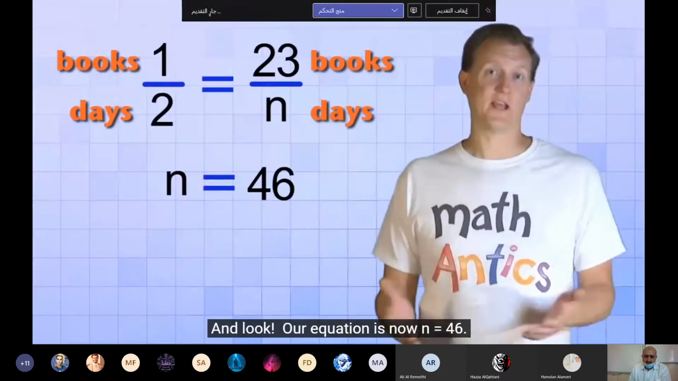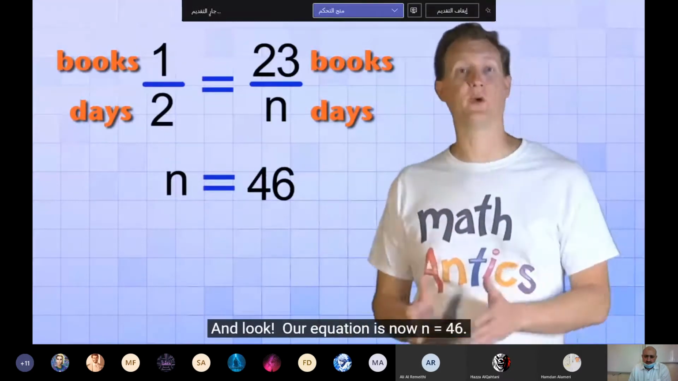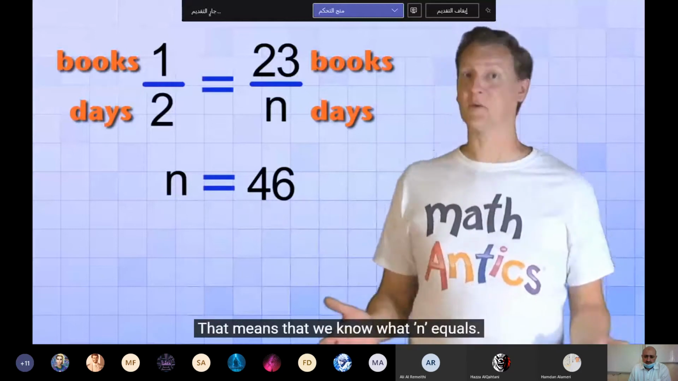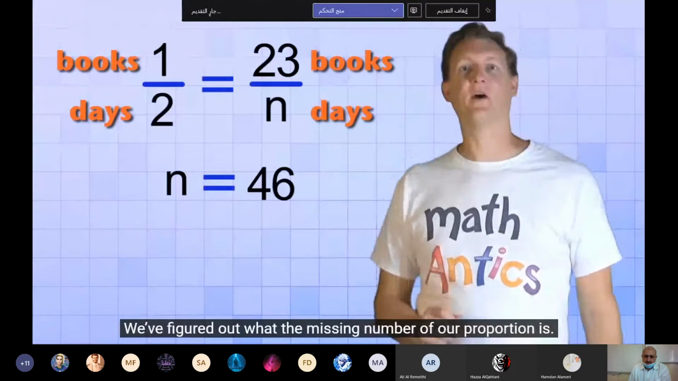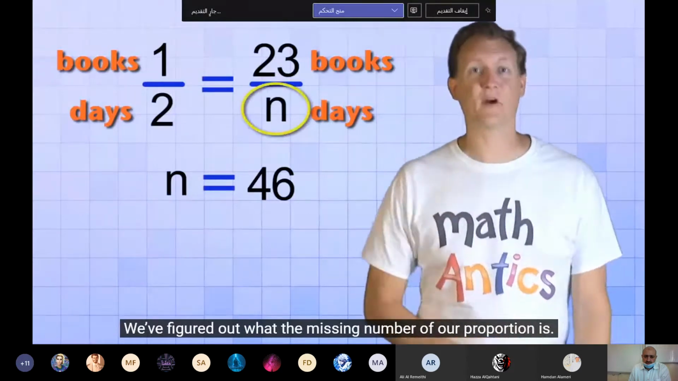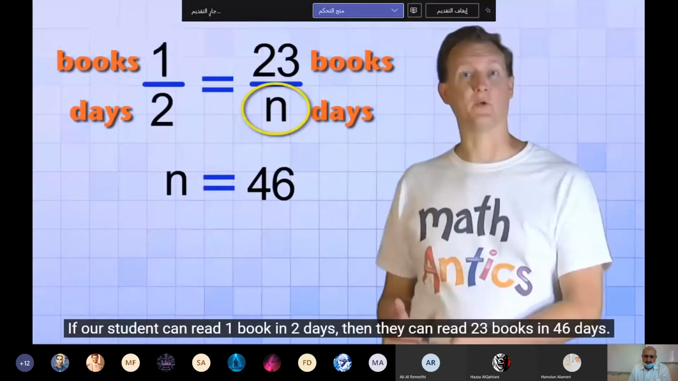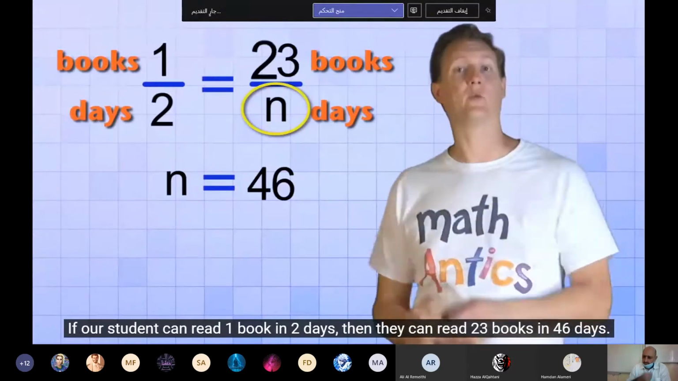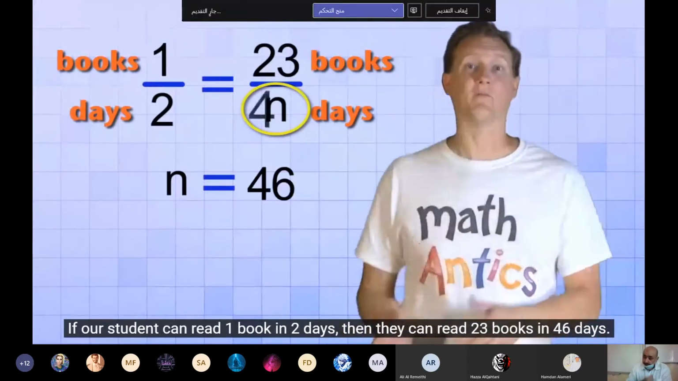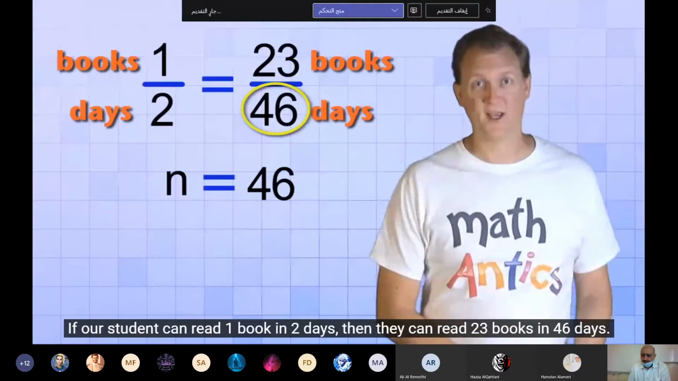That means that we know what n equals. We've figured out what the missing number of our proportion is. If our student can read 1 book in 2 days, then they can read 23 books in 46 days. We've used a proportion to solve for an unknown. All right, let's see another example of using a proportion to find an unknown. This one involves a map.